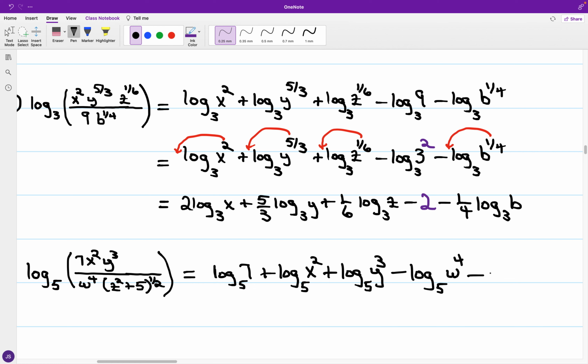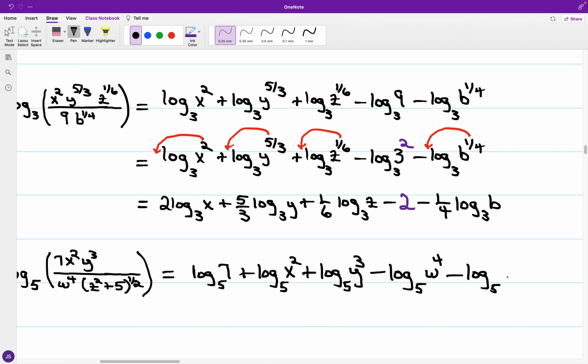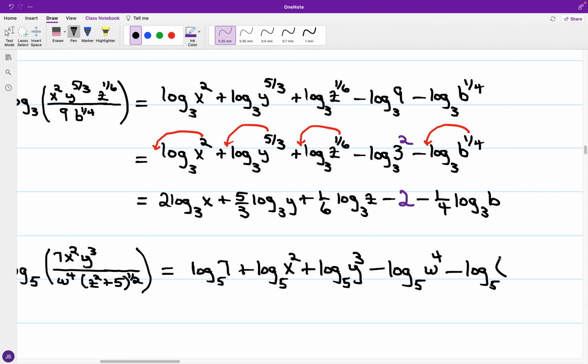And we have minus the base 5 logarithm of the quantity z squared plus 5 to the 1/2.